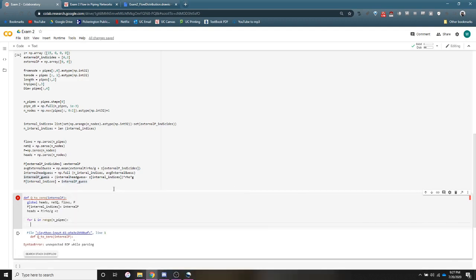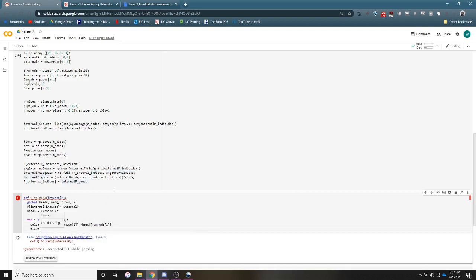What we're going to do, well, we're first going to calculate the delta head. Delta head is equal to the heads, and first we're going to have them be from the 2 node, indexed at i, and then we're going to subtract from it the heads from the from node, indexed at i.